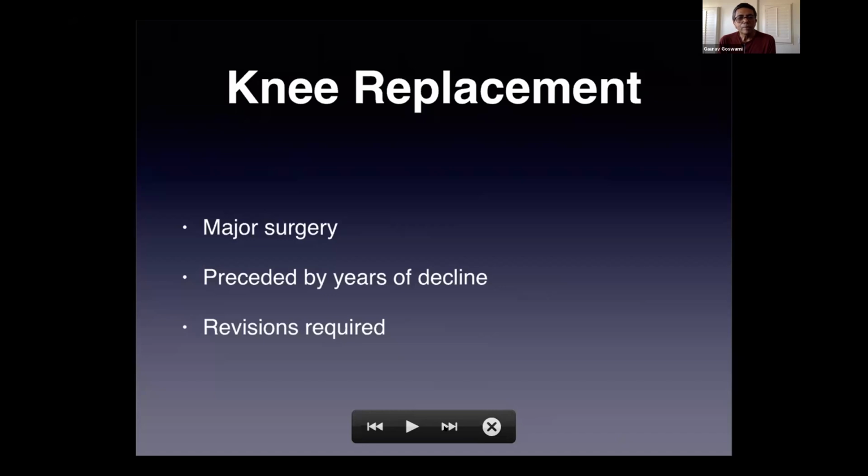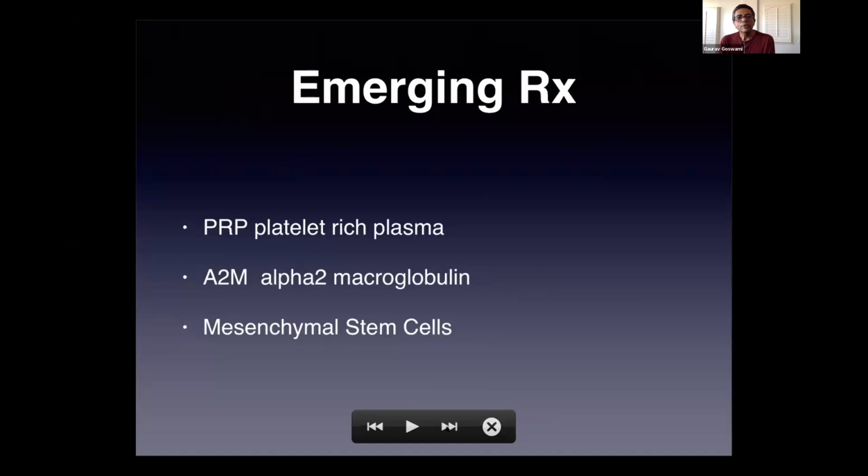So the preceding years prior to making that decision usually means that you've been cutting down on your activities. You can no longer play the kind of tennis you wanted to play. You can no longer do the hiking you wanted to do. And then you prepare yourself for knee replacement. And then obviously, like any other surgery, it's not lifelong. Sometimes revisions are needed, sometimes sooner, sometimes later. So those are some of the things to keep in mind.